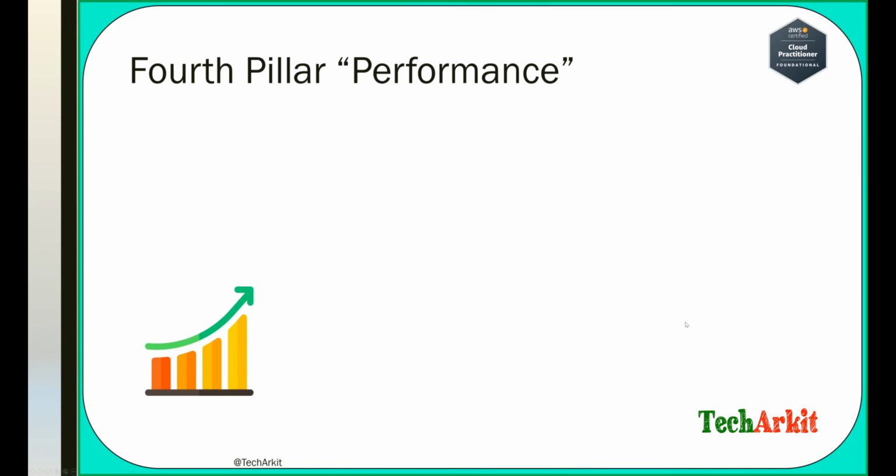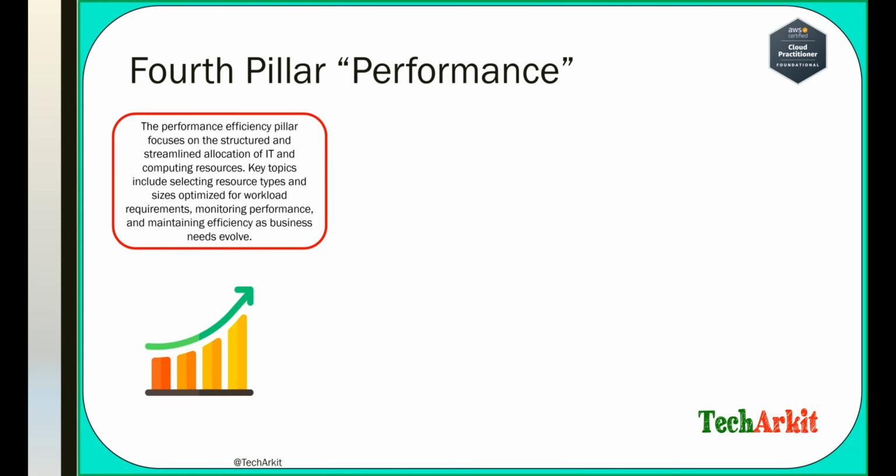So the next, fourth pillar is performance. What does the performance pillar do here? The performance efficiency pillar focuses on the structured and streamlined allocation of IT and computing services. Key topics include selecting resource types and sizing optimized for workload requirements, monitoring performance, and maintaining efficiency as business needs evolve. The main focus here is selecting the appropriate workload.